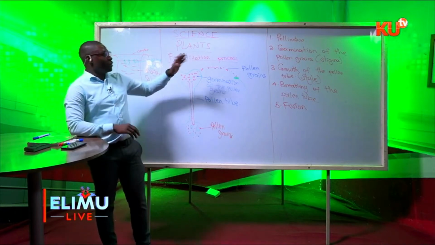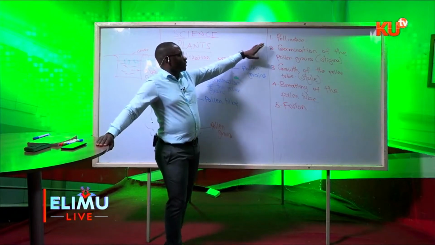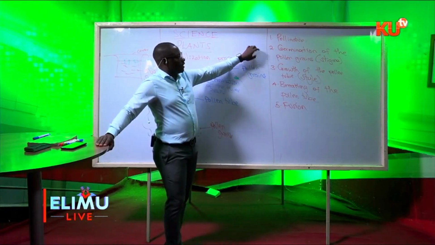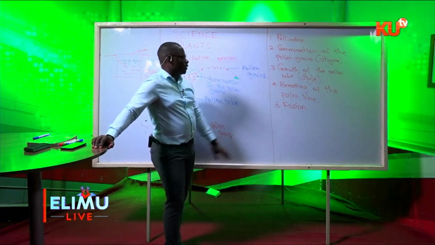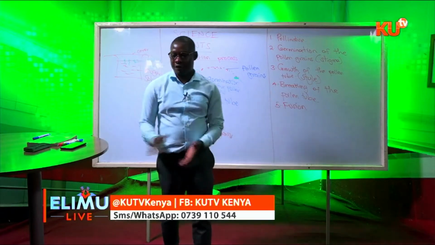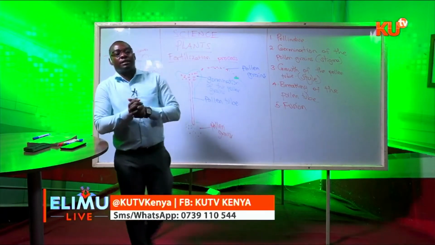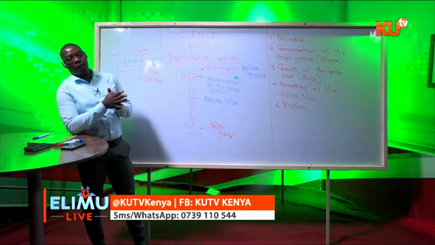So let me go through the process of fertilization as I conclude. So we have pollination, we have germination of the pollen grains, we have growth of the pollen tube, we have breaking of the pollen tube, and then we have the fusion. So that marks the end of my lesson on fertilization of plants.